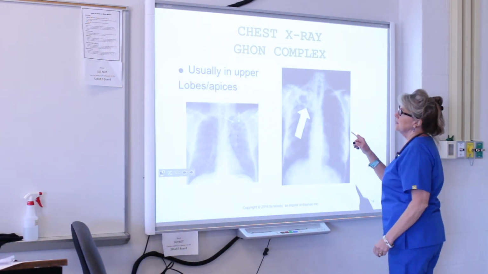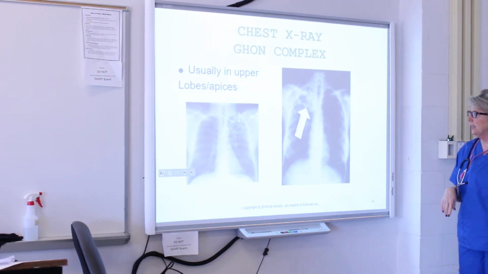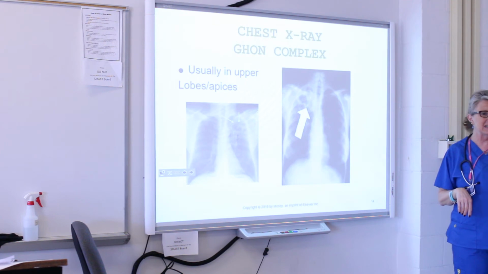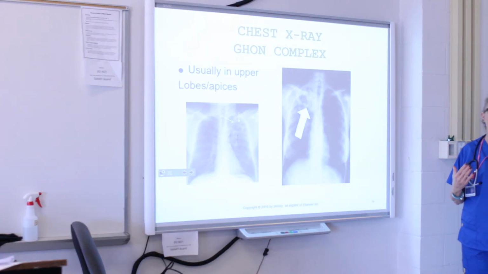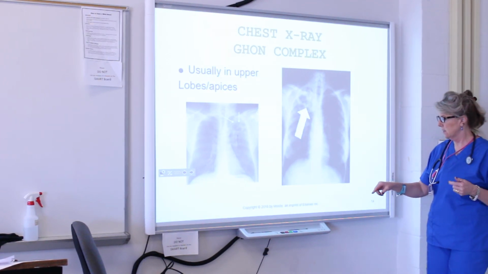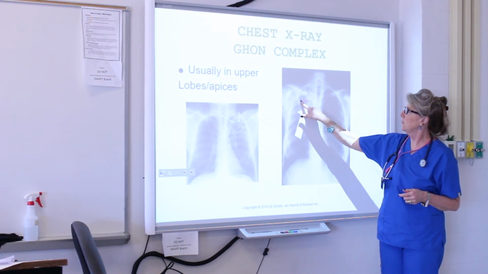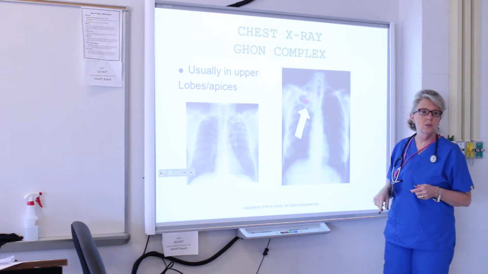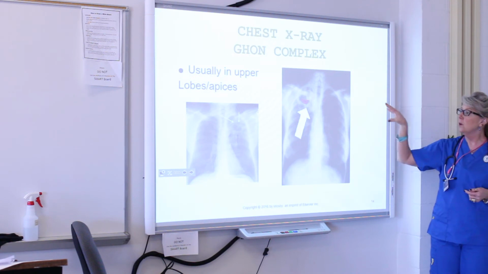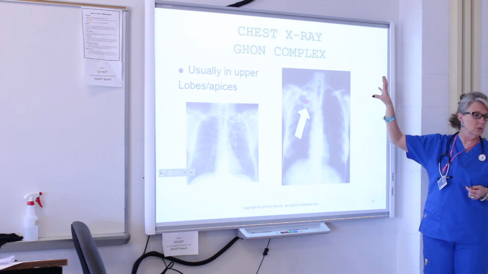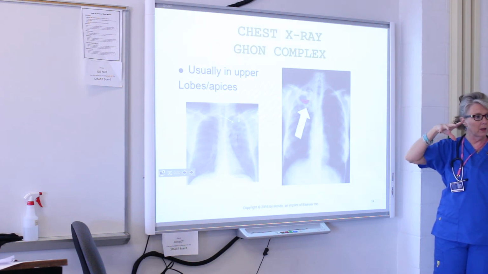Now, when we look at these complexes, it kind of reminds me of a cavity, of an abscess, but what's missing if it was a lung abscess? The fluid level. Usually with an abscess, you'll see an air and a fluid level. With a tubercle, you just see the circle, and there's air in it.